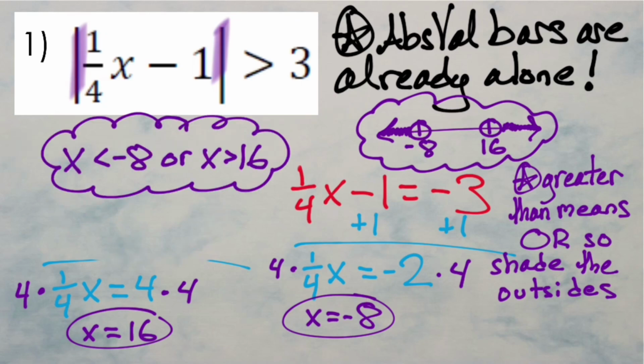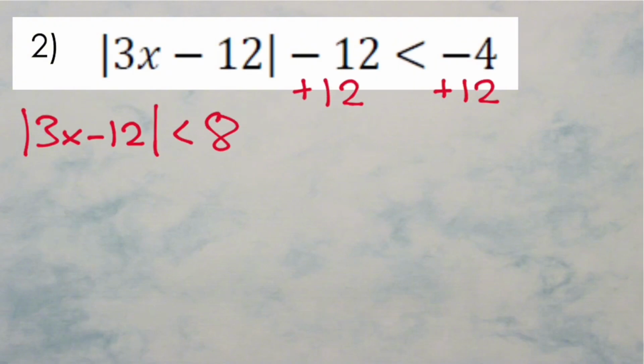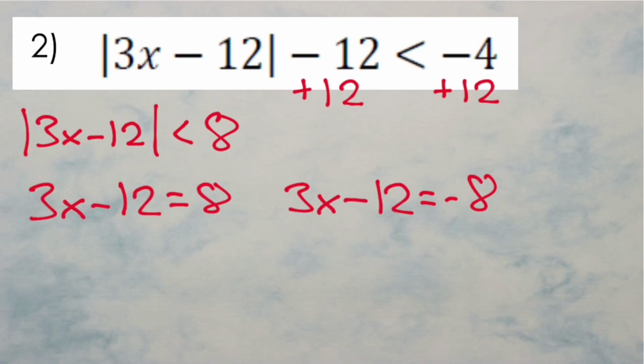Oh, yeah. And when you write your final answer, I forgot to also mention that, you draw your number line and you also write it as an inequality. In this case, you can see the word or right there. All right, number 2. You would start this problem by adding 12 to both sides. Then we now have the bars alone. So now that the bars are alone, you need to make two equations. Here we go. So in both of these cases, we will add 12 to both sides.